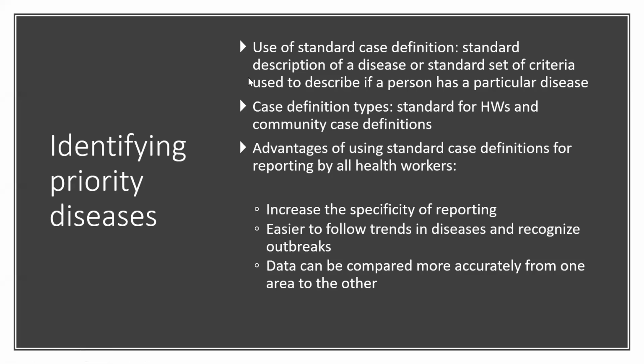All right. So how do you identify these priority diseases? Remember, I think I'd spoken to you earlier, a couple of lectures back, about case definition. That's a standard description of a disease, or criteria used to describe if a person has a particular disease. And it's standard. Everybody can use it, and it helps you with a uniform way of identifying a disease. So priority diseases are identified using case definition.